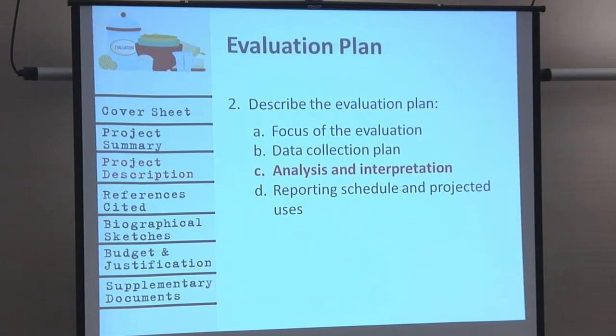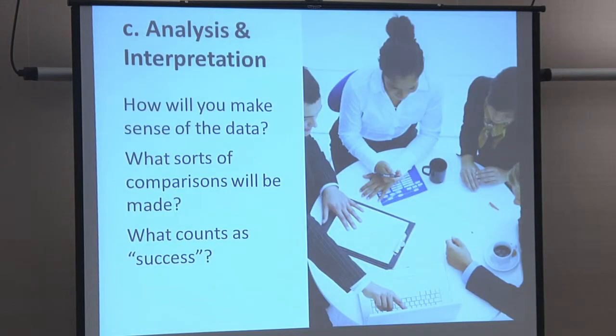All right, so let's move into the third part of the evaluation plan, and that's analysis and interpretation. Analysis and interpretation is how you'll make sense of the data that you do collect, what sorts of comparisons will be made, and what counts as success. So they tend to get lumped together, right? Do you guys think of them as one thing? People often do, but they're really two different things.